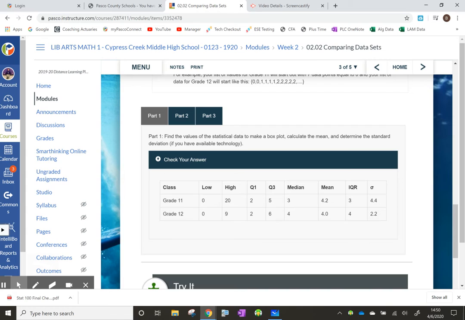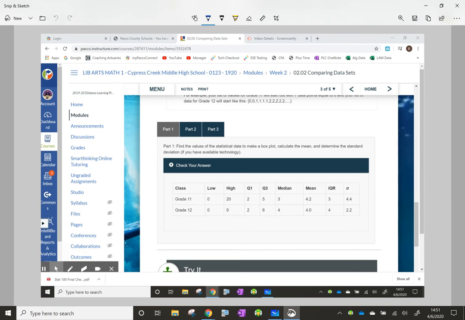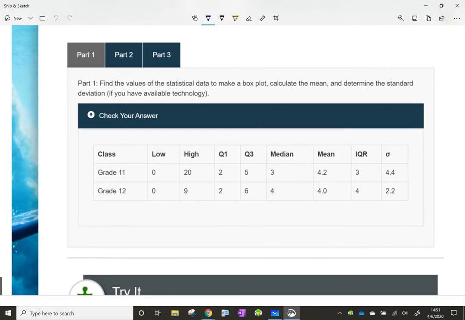Go back to part 1. Yeah, you can see the mean and median, let me snip this again. Grade 11 is very spread out, remember, and you'll notice that the mean and median are very different values at 3 and 4.2. But grade 12 was more symmetrical, and you can see that their mean and median are pretty much the same thing, which is good.